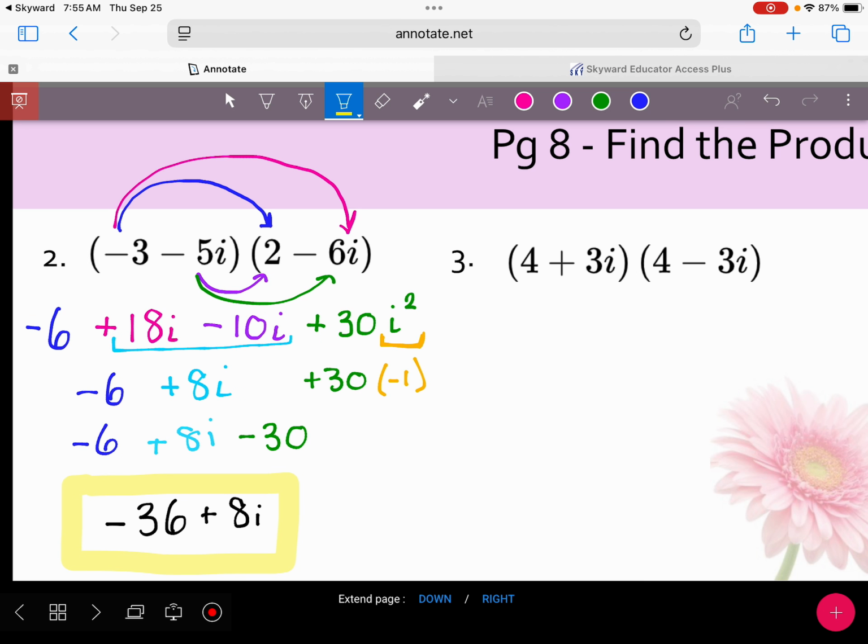Okay. Questions on this one? So we've done these kind of multiplying things before. The weirdest part on this is that i squared turns into negative 1, so we have extra things to combine together. So there is absolutely nothing wrong with problem number 3. It's a great one to do.